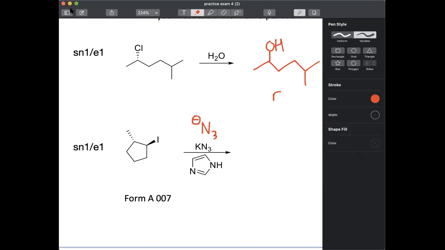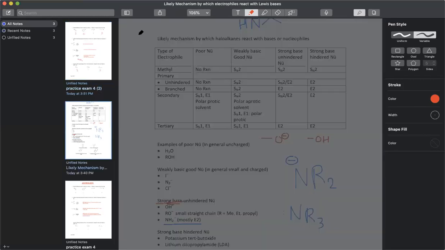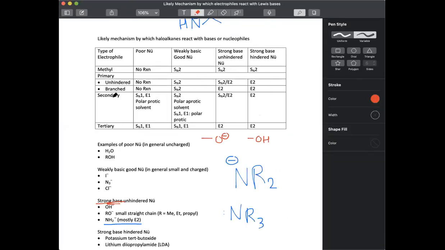Right. So let's go back here. So was it secondary? Yes, it was. Okay, so it's secondary, and then we have a weakly basic, good nucleophile, right? It's one of your examples. We go down, we're in this box. The solvent. What was the solvent? Was it aprotic or protic? It was protic, right? Because it had a hydrogen bond. So SN1/E1.